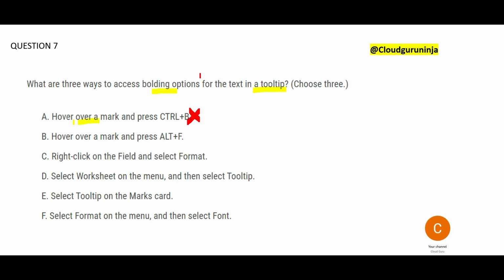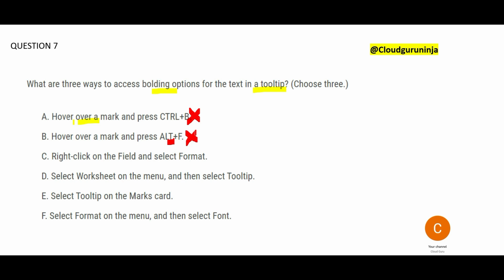Now B is saying that hover over a mark and press Alt F. Now what does Alt F do? Anyone can think about what is Alt F? See, Alt F is to open the file menu at the top left hand side. Even in Excel or Word or anywhere, you will see this. Same in Tableau also. So you hover over a mark and then you go to file. What will happen? Nothing will happen. In file menu, you have to select something. So this is just so easy to understand that this is not a complete solution.